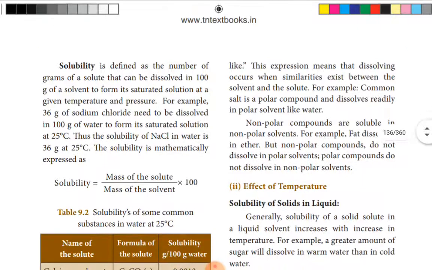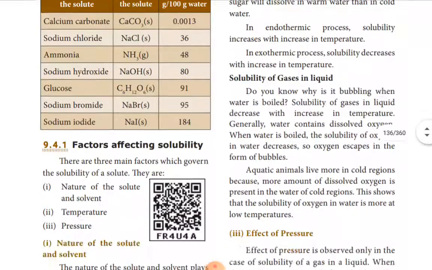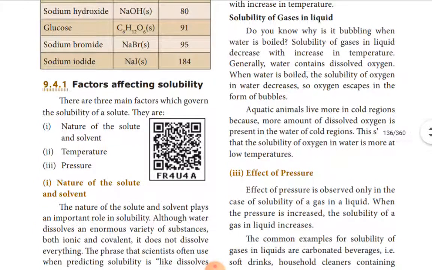The definition given: solubility is the number of grams of solid that can be dissolved in 100 gram of solvent to form a saturated solution at a given temperature and pressure. Formula: solubility is equal to mass of solid by mass of solvent into 100. There are three important factors affecting solubility: nature of solute and solvent, temperature and pressure.